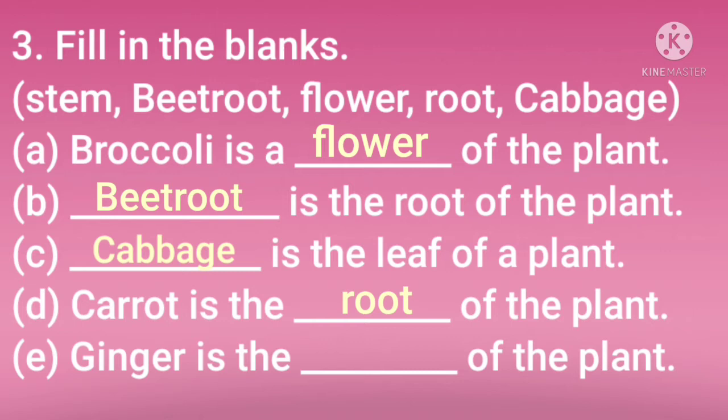Number E. Ginger is the dash of the plant. It will be stem. Ginger is the stem of the plant.